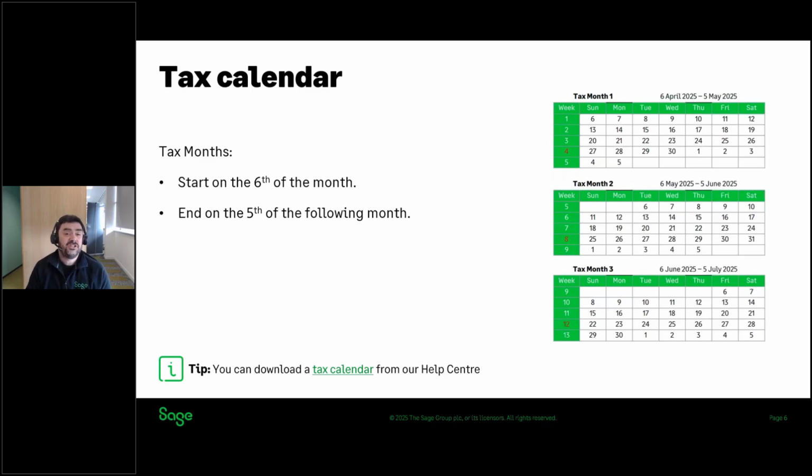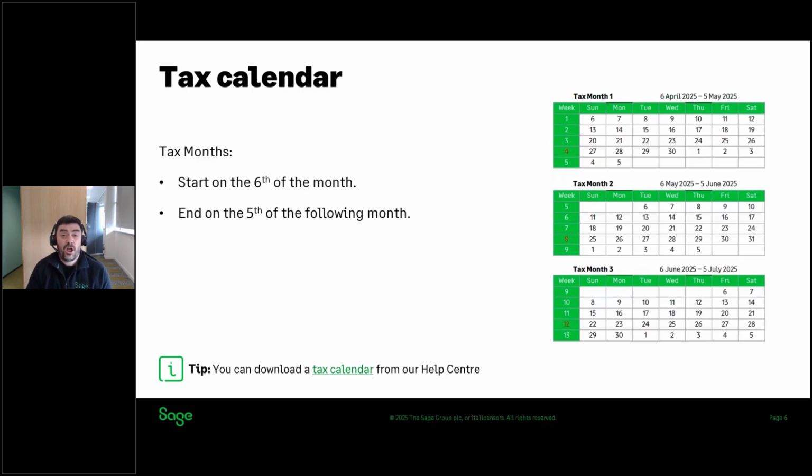Now, if you pay all of your staff monthly, pretty simple to work that out. Once you've processed your payroll for that pay date within the month, you've completed all of your pay runs, and you're then ready to move on and complete your month-end tasks. But if you pay weekly, fortnightly, or 4-weekly, it's definitely worth checking that you have completed all pay dates that fall between the 6th of the month and the 5th of the following month.